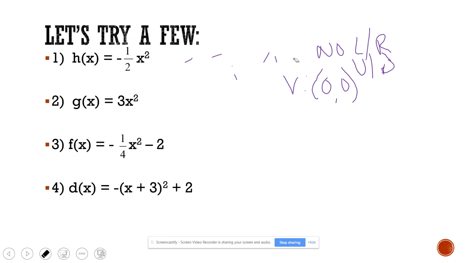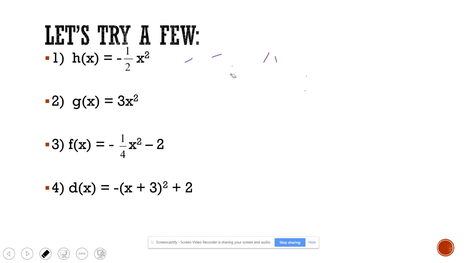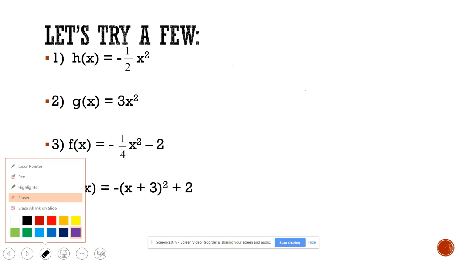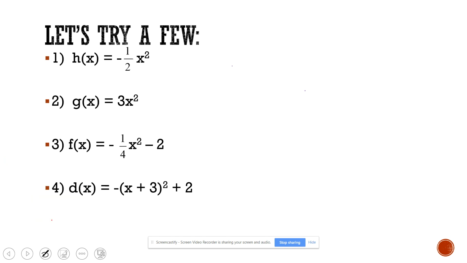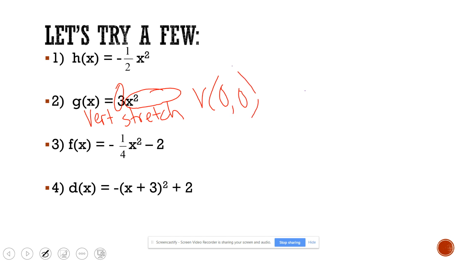Example number 2, 3x squared. There's no negative, so we are not reflecting. This 3 is a vertical stretch. And again, on the right side of the x, we are not adding or subtracting anything. So that means that we have no left, right, no up, down, and our vertex is still at 0, 0.